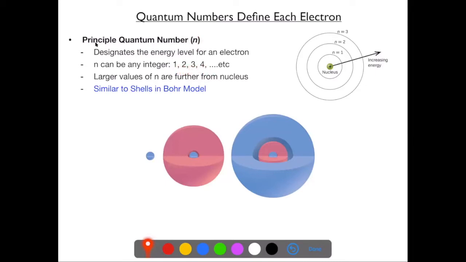This is similar to the shells that Bohr had. What we're saying is there's a first shell, a second shell, a third shell, and so on. With each shell, our orbitals get bigger. The simplest orbital is a spherical orbital. This would be the first spherical orbital, here's the second, and here's the third. As we go up in principal quantum number, our electrons get further from the nucleus because the orbitals get bigger.